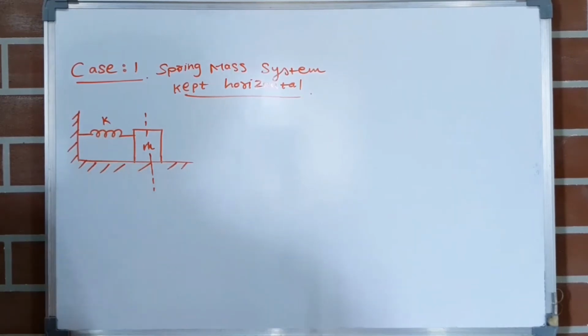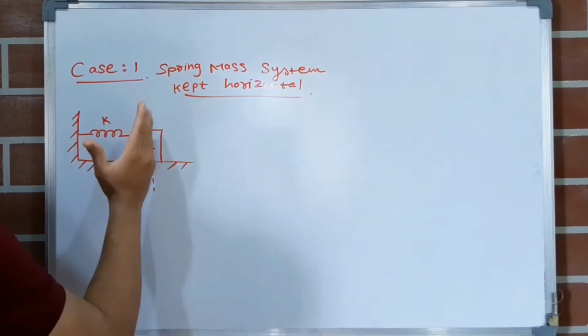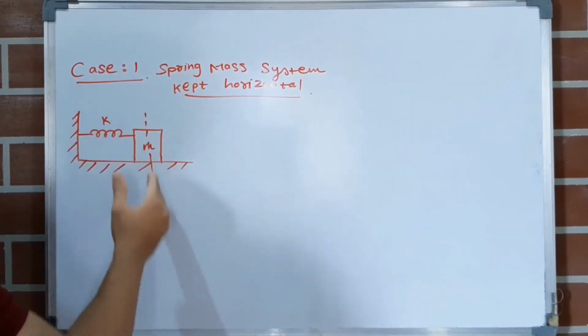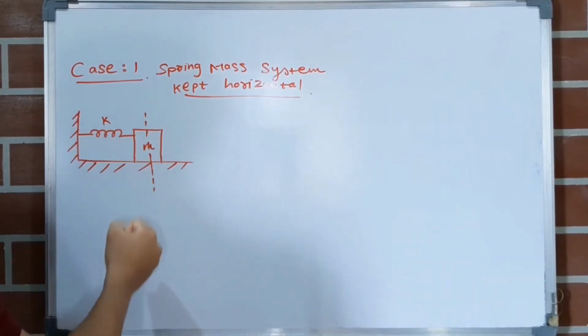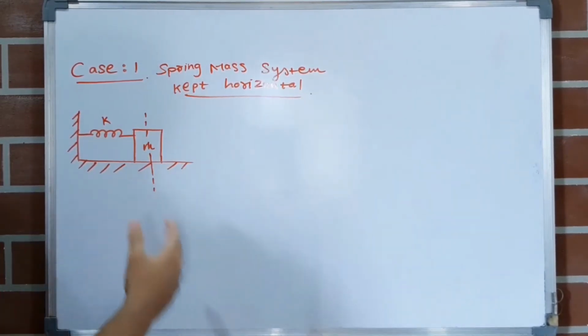So the answer is no. Why? Because the mass is kept horizontal and there is no gravitational force to pull this mass downward. So this spring will be at its natural length.